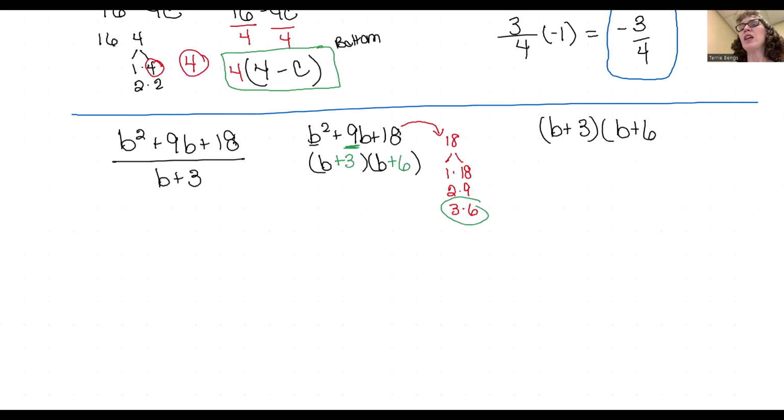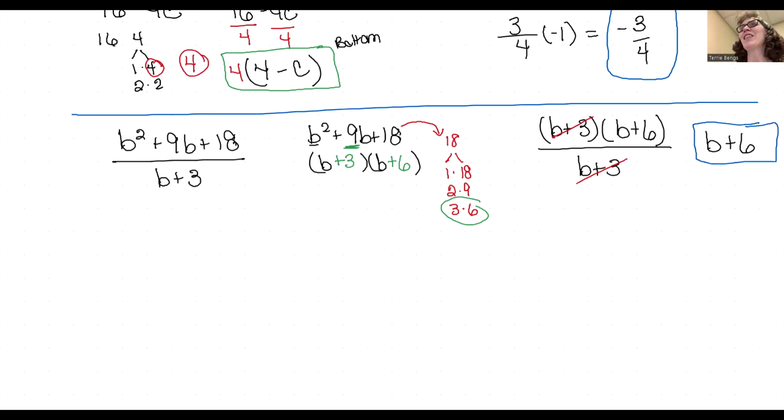Okay, perfect. That's the top, but the bottom, we still have it. It's b plus 3, right? So now we look at the top and the bottom. Is there anything that's the exact same? Why, yes, we have a b plus 3 here and a b plus 3 here, so we can cancel those two things out. And when we do that, that just leaves us with a b plus 6. And so that is the simplified version of our original problem.